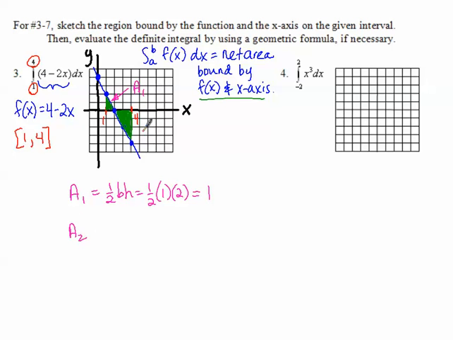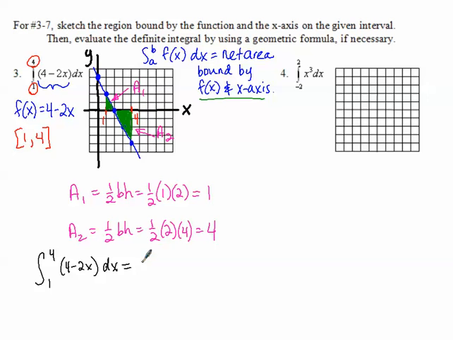The second region, we'll say that region there under the x-axis, also a triangle. So again, 1/2 base times height, and the base is 2 units long, the height is 4 units long. So that makes 4 units of area. So when we say the definite integral from 1 to 4 of 4 minus 2x with respect to x, that means the net area, or the area that's above the x-axis minus the area that's below the x-axis. So that will be for these values 1 minus 4 or negative 3.